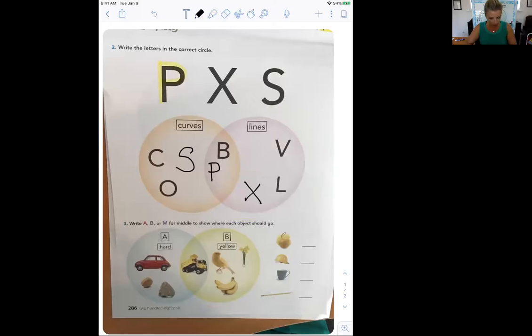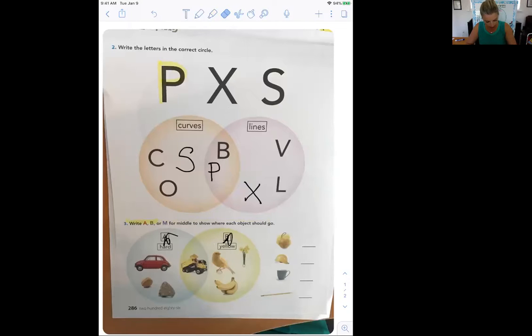Now we're on to the bottom section, number 3. Write A, B, or M. So look at this Venn diagram. A means it's hard. B means it's yellow. And the M goes in the middle, meaning it's hard and what? Yellow. Good, okay. So let's look at our pictures.